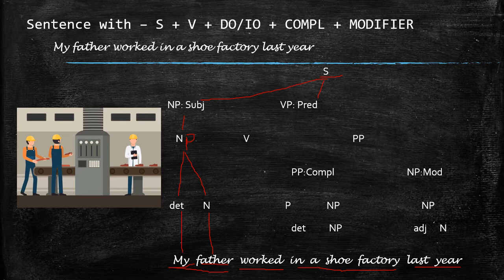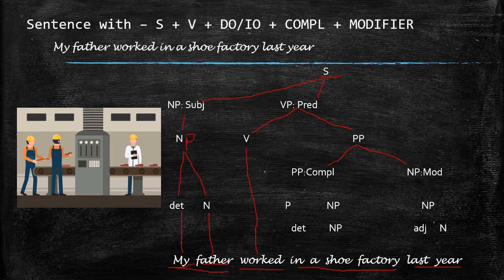In the verb phrase we have "worked in a shoe factory last year". "In a shoe factory last year" is a PP. So we have verb here, and then we just make a line into "work" and PP. Here we can divide PP into two branches, that is PP as a complement, "in a shoe factory", and "last year". "Last year" is NP, so NP as a modifier.